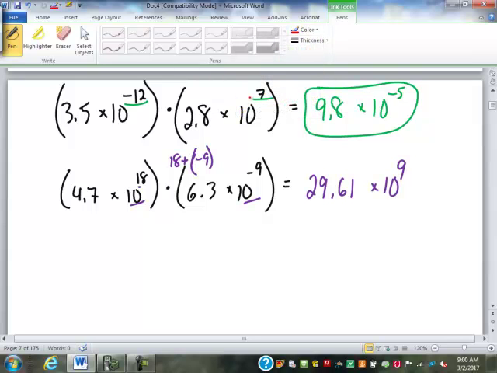But what do we need to do? Well, we have 2 digits in front of the decimal point. We've got to move it over. This is 2.961. Number got smaller, went from 29 down to 2, so the power gets bigger. So 9 plus 1 is 10.